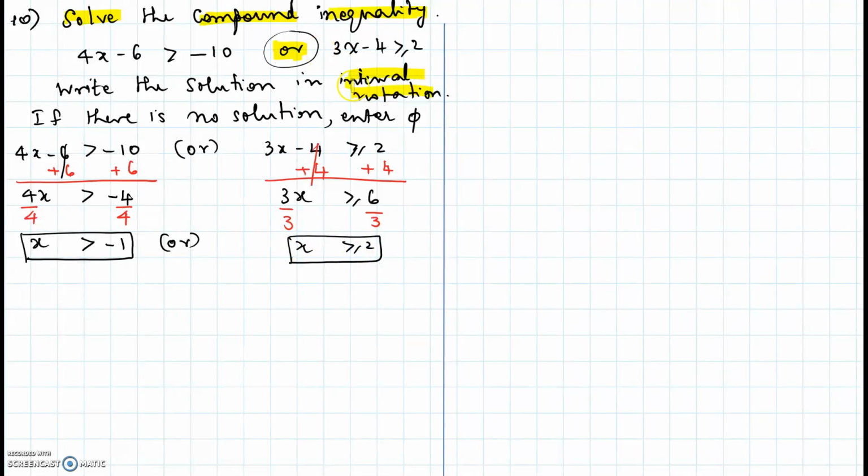Even though the question is asking us to give the answer in interval notation, it's always useful to graph it and then convert the graph into interval notation. So we now have two numbers, negative 1 and 2. At negative 1, you have strictly more than negative 1, so you make that a hole. Here you see greater than or equal to 2, so make that a solid dot. Then x is more than negative 1, so everything to the right of negative 1 must be shaded. Let me do that with the red color. Then x is more than or equal to 2, the second one. Let me do that in green color.